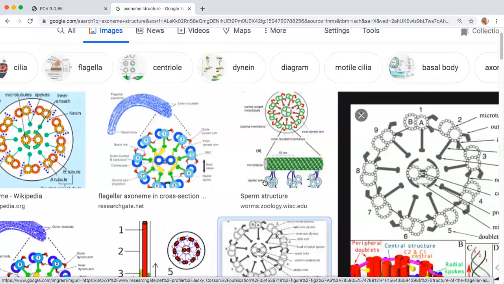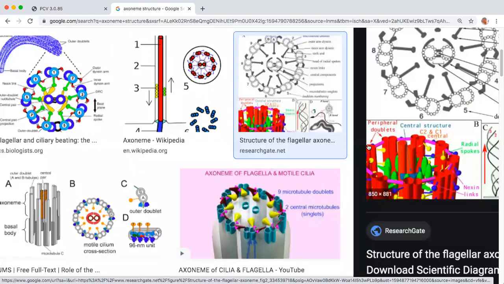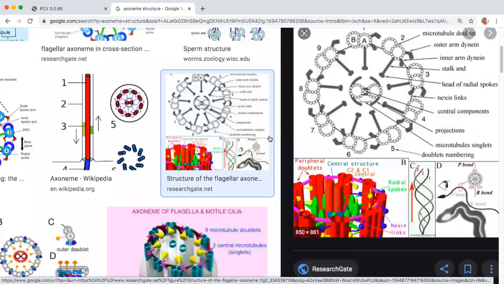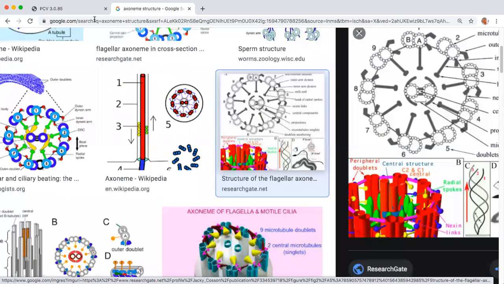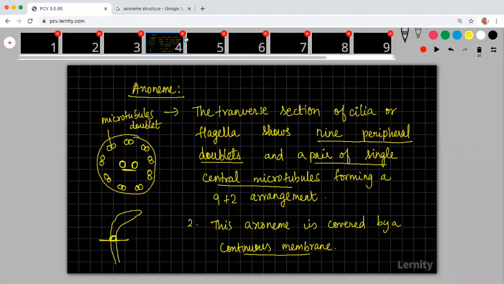Okay, in cilia and flagella, you will be able to see this thing. This is covered by a membrane basically. This is the second point. What is actually called the axoneme?